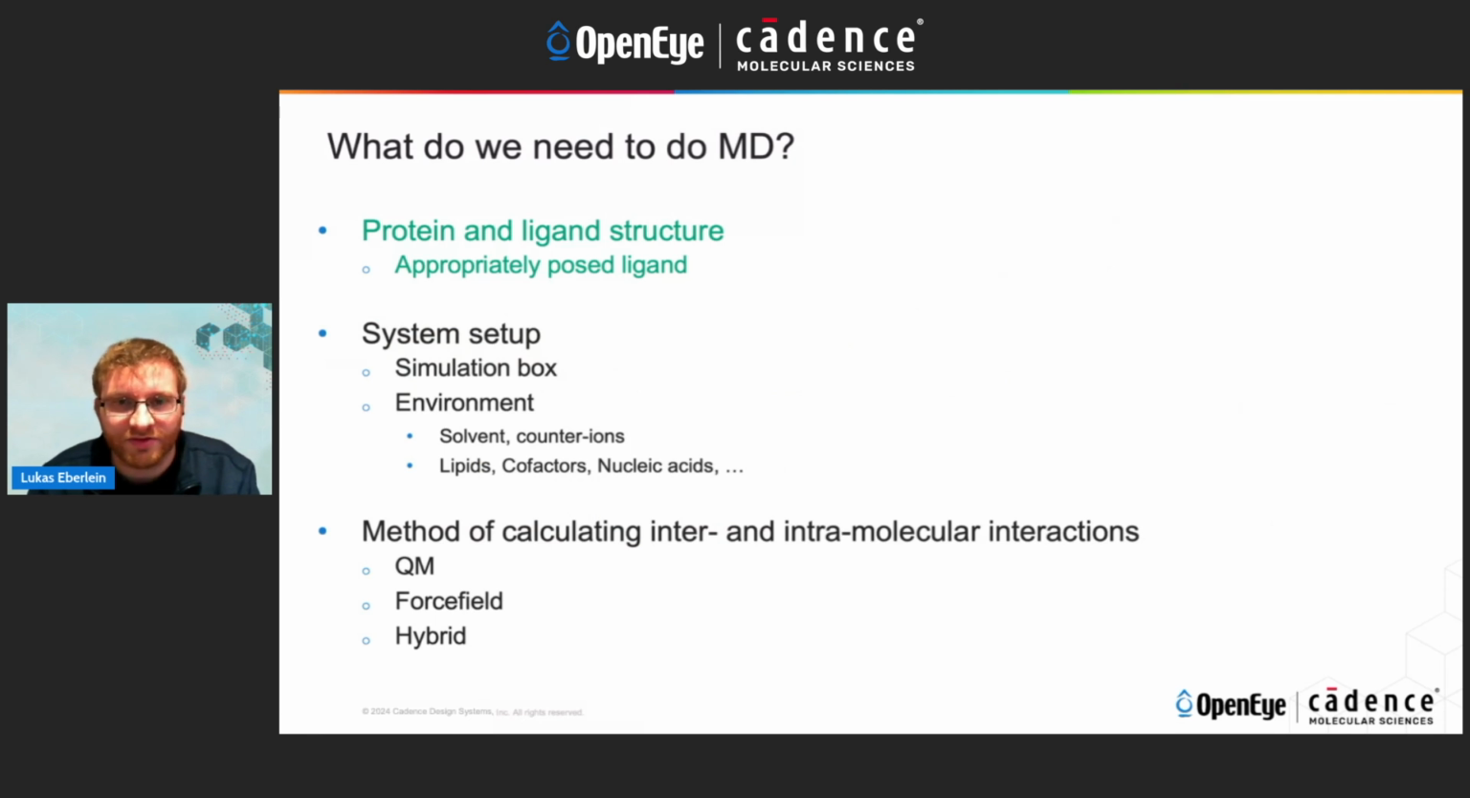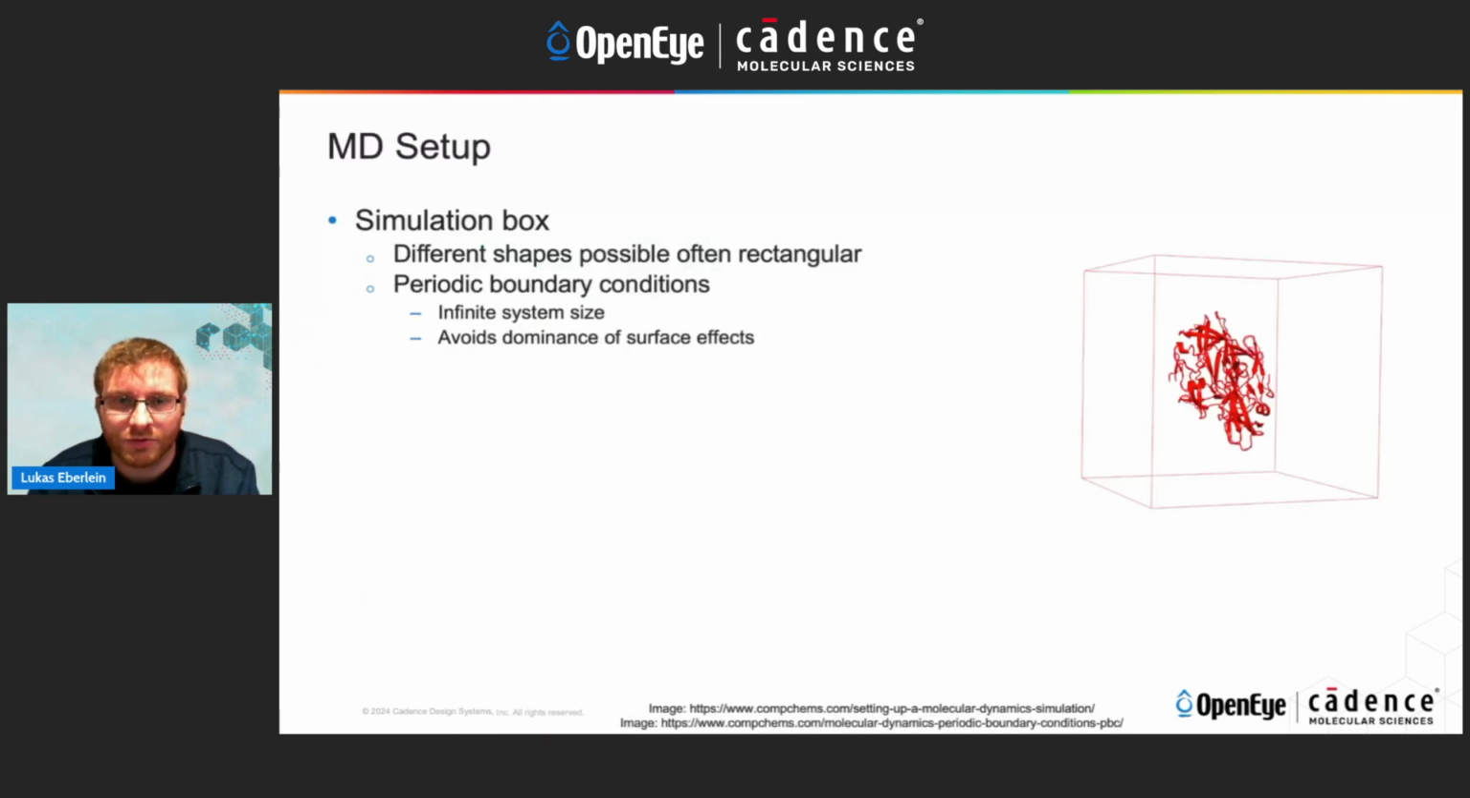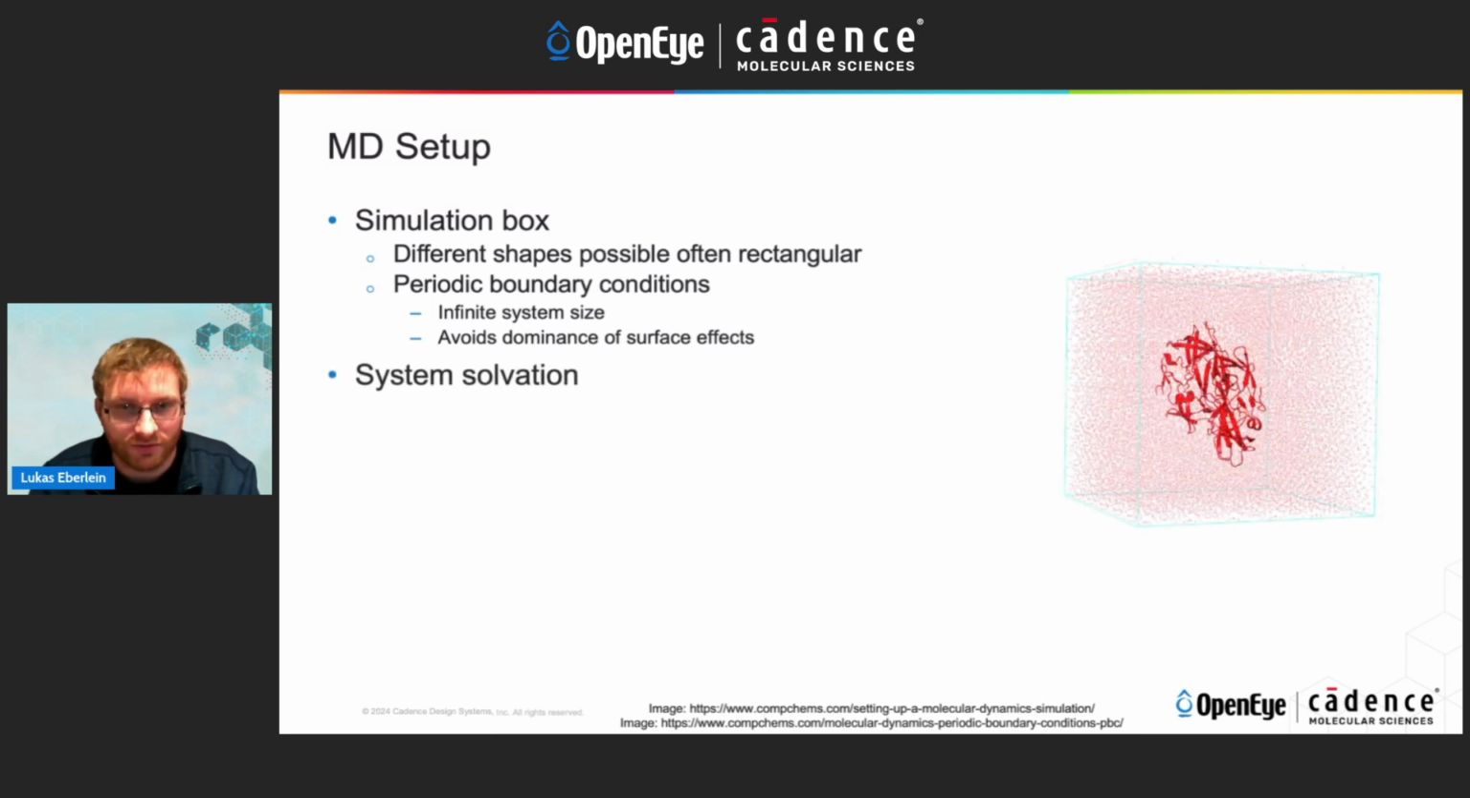A simulation system is more than just a prepared protein-ligand complex, and its structure has significant influence on the results. The protein-ligand complex needs to be placed in a sufficiently large simulation box. The box here is cubic, but that's not the only possibility. A lot of different shapes are possible. Usually, the shape is chosen to minimize system size so that the MD runs more efficiently. We need to solvate the system.